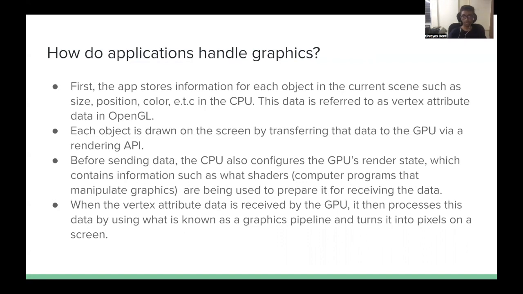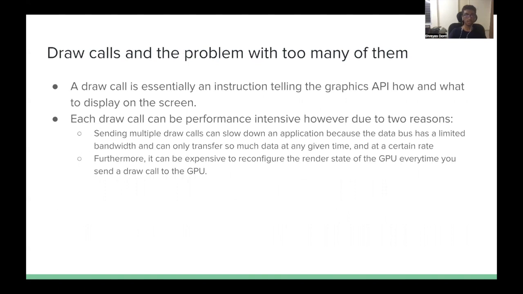When this vertex attribute data is received by the GPU, the GPU then processes this data using what is known as a graphics pipeline and converts this data into pixels on a screen. Now, instructions that are used to send this data from the CPU to the GPU are called draw calls. Each draw call, however, can be performance intensive on an application due to two reasons. Sending multiple draw calls can slow down an application because the data bus has a limited bandwidth and can only transfer so much data at any given time and at a certain rate between the CPU and the GPU. Furthermore, it can be expensive to reconfigure the render state of the GPU every time you send a draw call to the GPU.